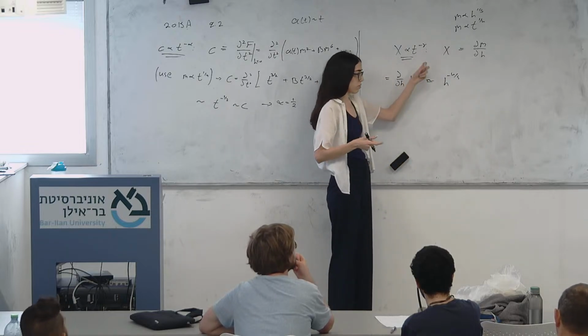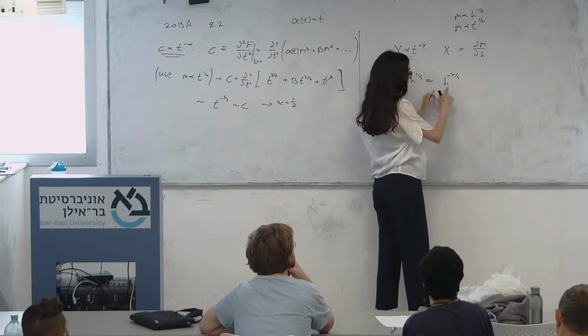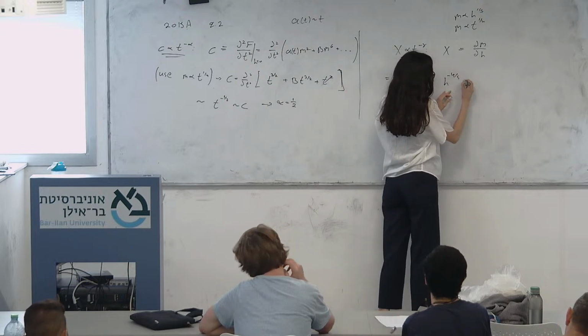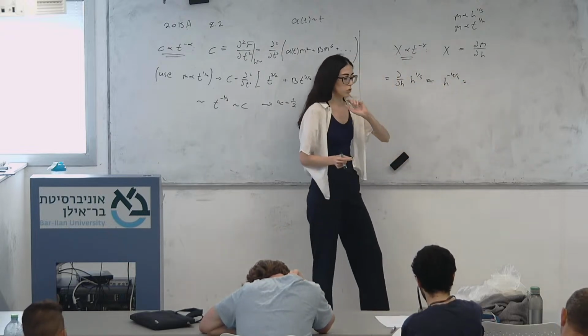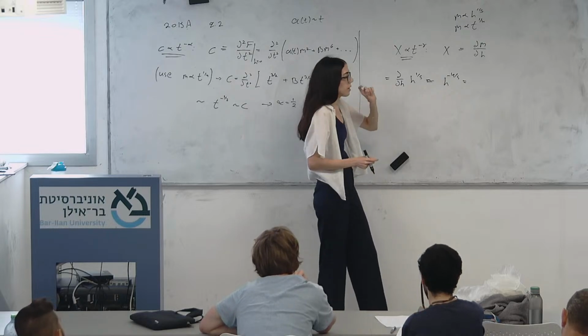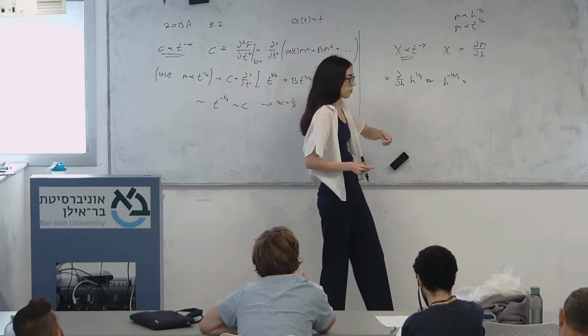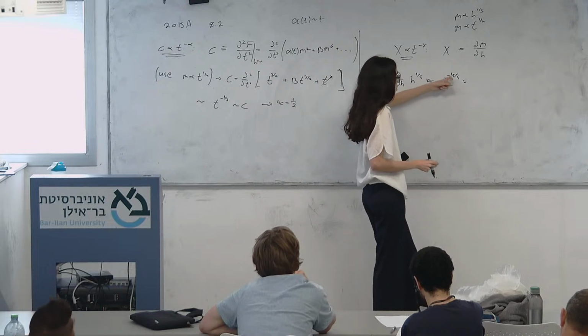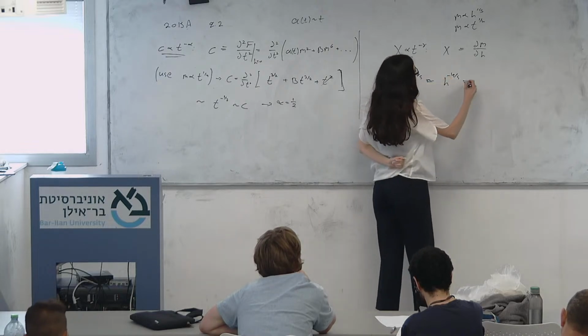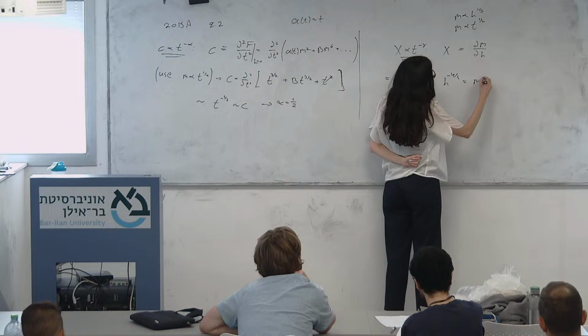Now we ask about the dependence on the temperature, so we want to change back to the temperature. We're going to change back to the magnetization, and then from the magnetization to the temperature. So H to the minus 4/5 is like M to the minus 4.